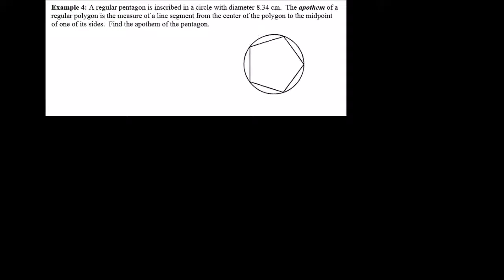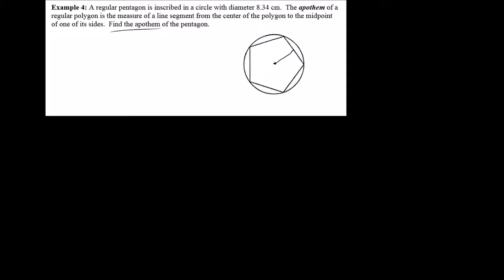Let's look at something else. This is going to get crazy. Be ready, because here we go. A regular polygon is inscribed in a circle with a diameter of 8.34. The apothem of a regular polygon is the measure of a line segment from the center to the midpoint of one of its sides. So that right there is an apothem. We want to find the apothem of the polygon.